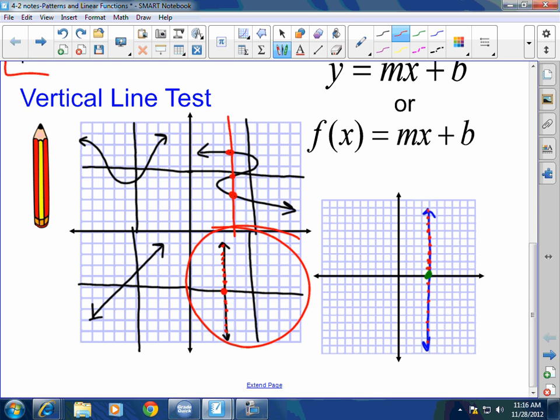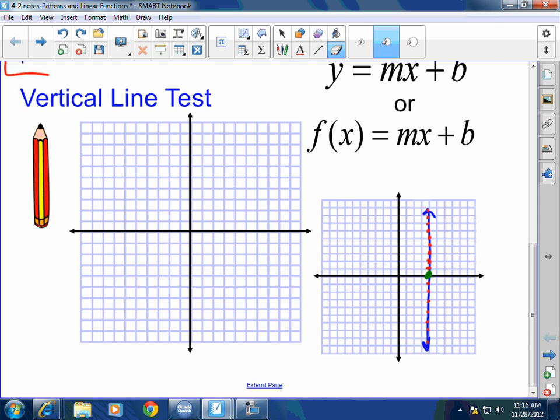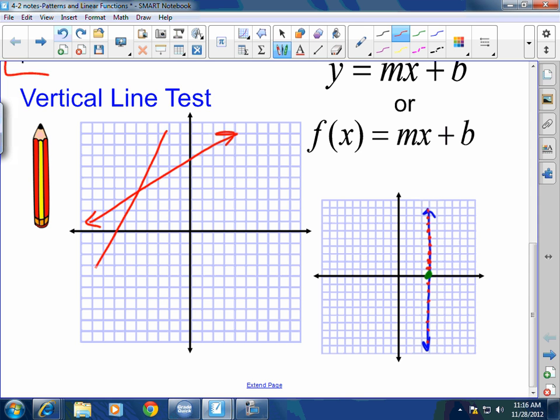This is not a linear function either because it's not a function. A linear function is any straight line as long as it's not vertical. I can have that, and I can have this. Well, it's a little bit of an angle, that's a little misleading. I can have something straight across, horizontal. That works. I can have something going this way. Any straight line is a linear function as long as it's not vertical. This would not be.